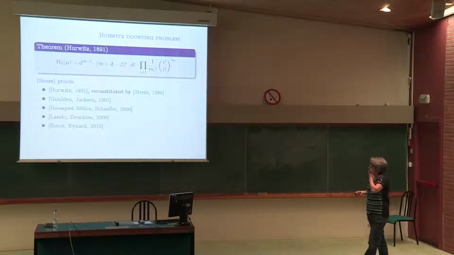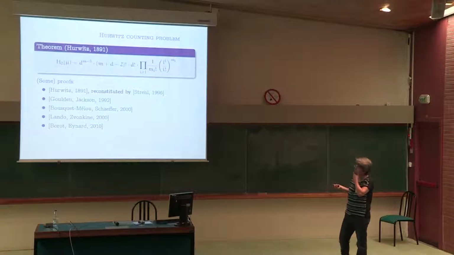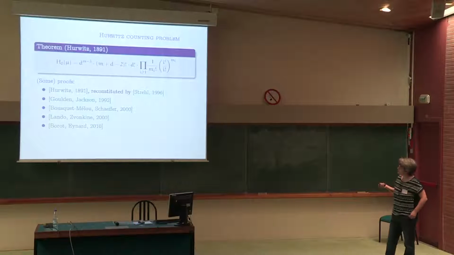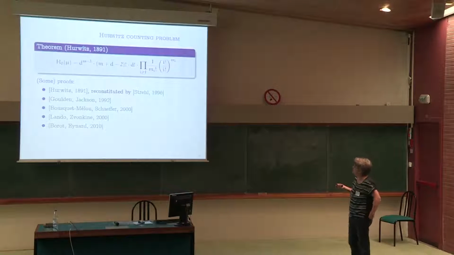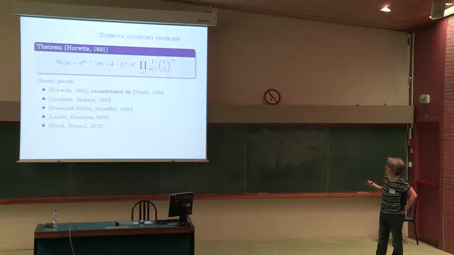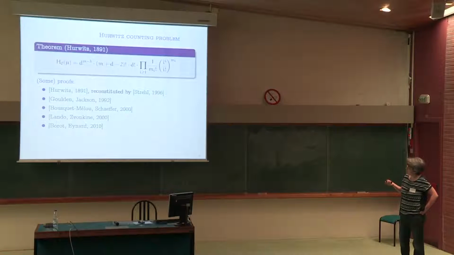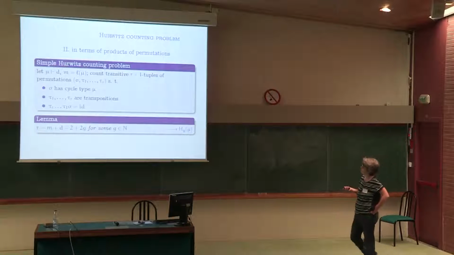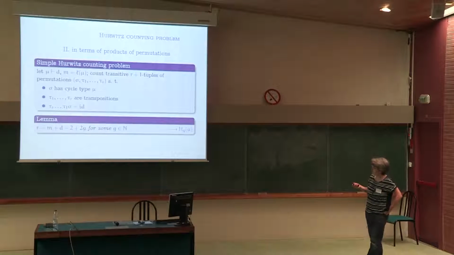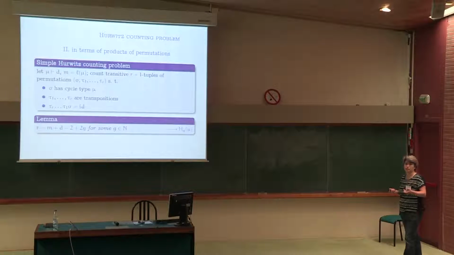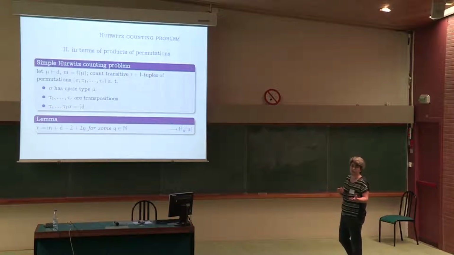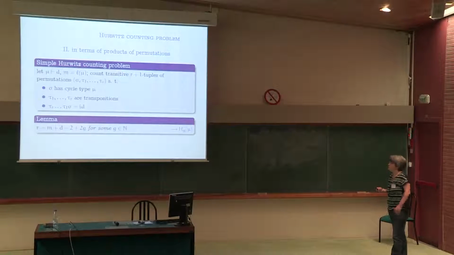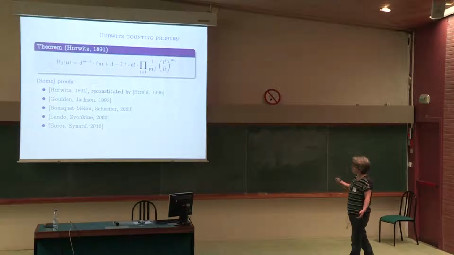This theorem has received many proofs. I listed some of them, but there are many others. The first one is probably the proof by Hurwitz himself, which is essentially equivalent to the proof of Goulden and Jackson, that deal with this setting in terms of products of transpositions, and the idea is to understand the action of the multiplication by a transposition. Essentially, it may either cut or join cycles. We can write equations and solve them. It gives this formula.